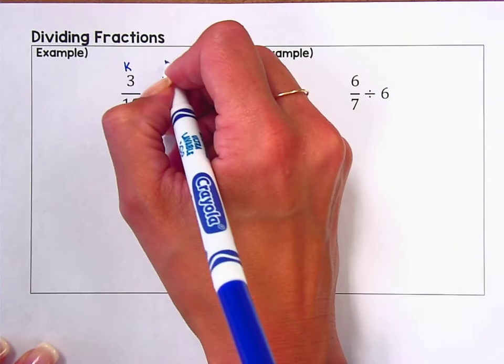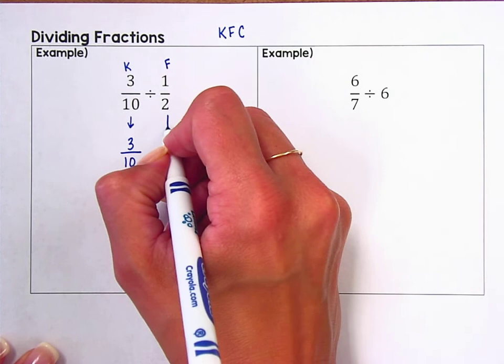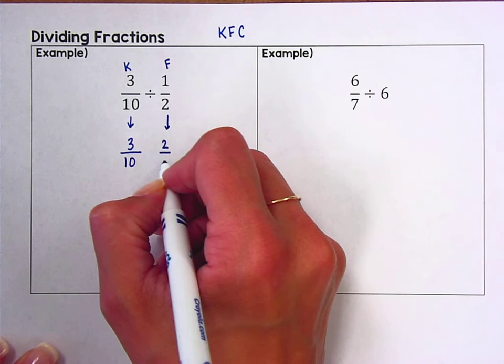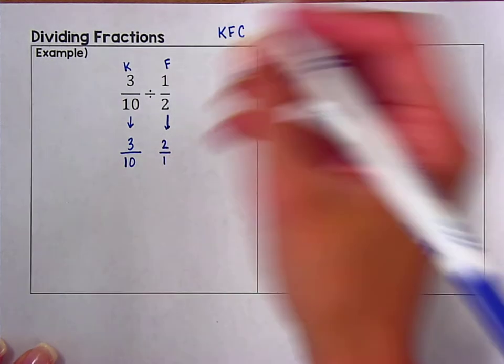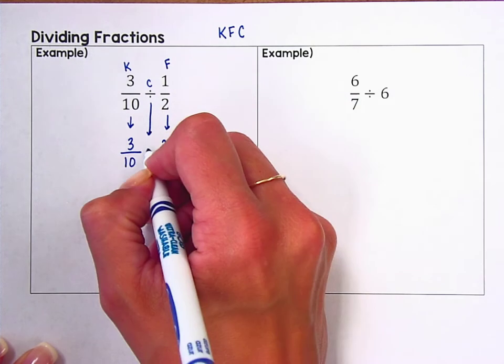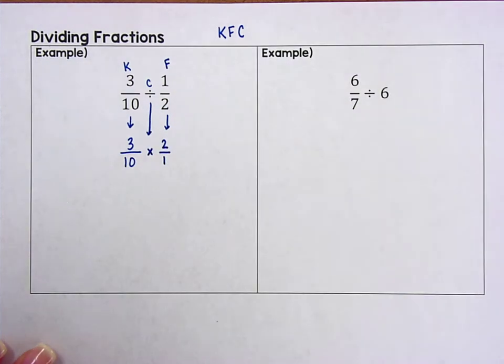F stands for flip, and we're going to flip that second fraction. We're going to take its reciprocal, so it's going to become 2/1. And last but not least, C stands for change. We're going to change that division sign to multiplication.